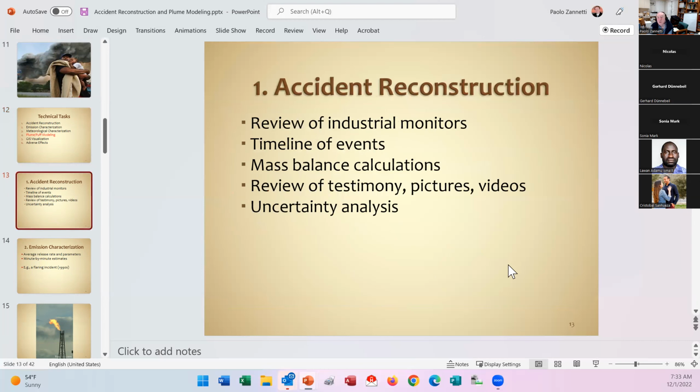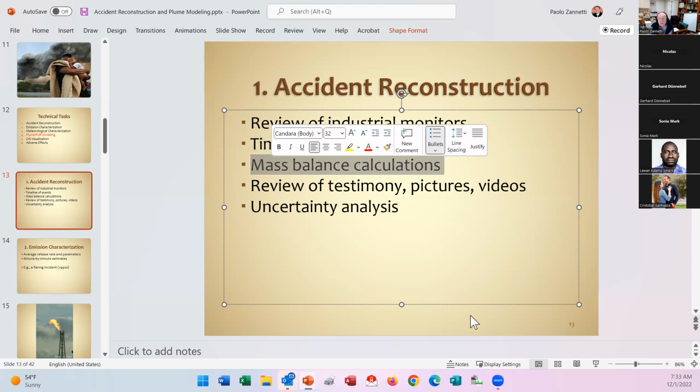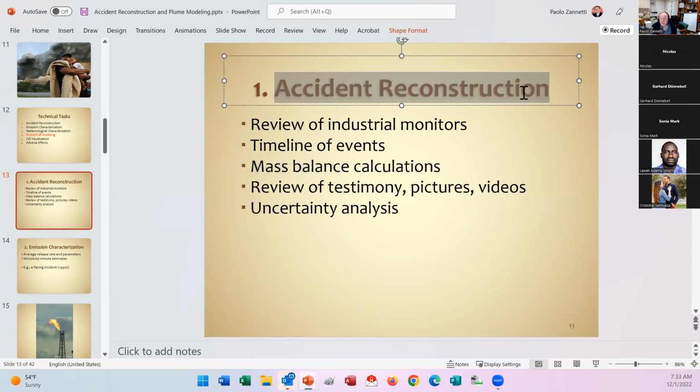Accident reconstruction generally is done by an engineer who understands industrial activities and is able to create a timeline of events and to do mass balance calculations and to tell me how much was emitted, which chemical, how long. I need all this information for my modeling. So accident reconstruction is the first step and needs to be done correctly.